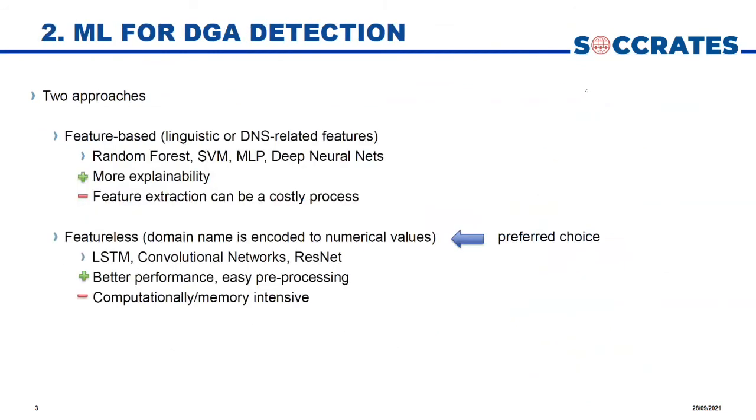Now, if you scan the literature on machine learning for DGA detection, you come across two approaches. And the first one is so-called feature-based. It's basically the case when you use the data that you have concerning your domain name and the DNS data to create features that are relevant for identifying different domains. And these approaches include basically random forest, support vector machines, multi-layer perceptrons, and so forth.